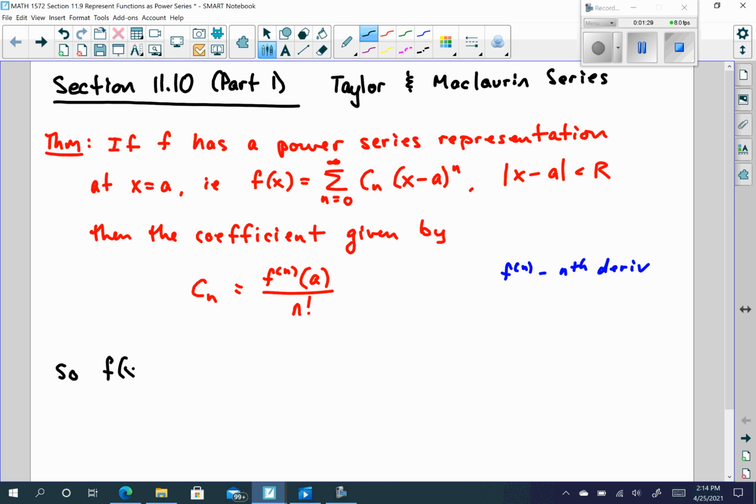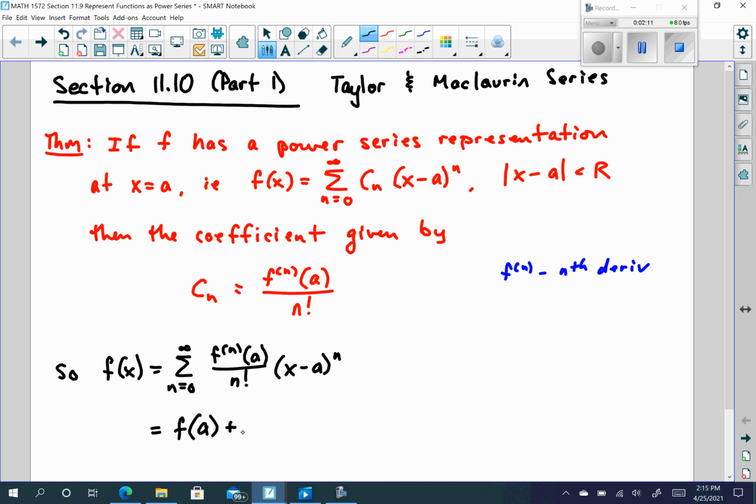So our function can be written as the series, the summation as n goes from 0 to infinity. Instead of c sub n, we would have the nth derivative at x equals a over n factorial times x minus a to the nth, which is really equal to, if n is 0, we would just get our function f of a, because this is 0 factorial, which is actually equal to 1, and then this would become something to the 0 power, which is 1.